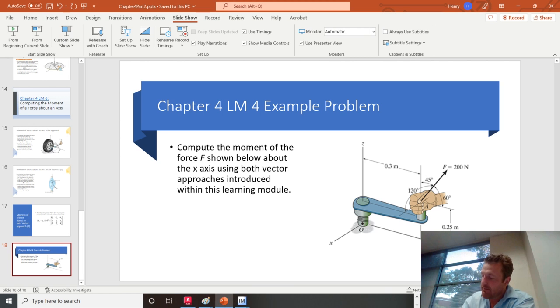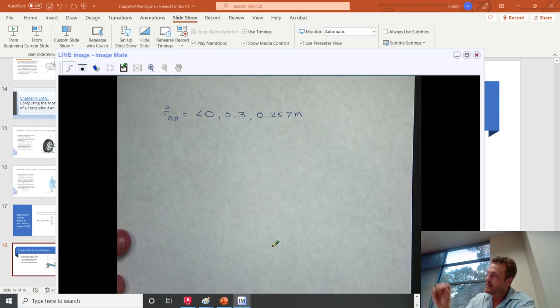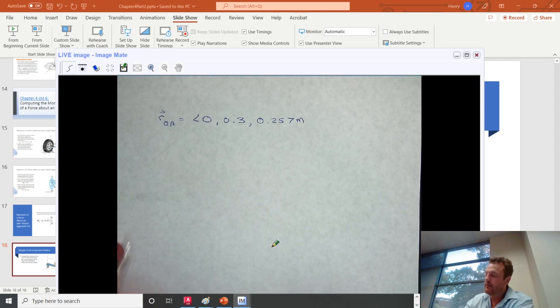So I'm going to start by writing an expression for the position vector from the origin to point A. It's going to have 0 x displacement. Along the y direction, it's going to have 0.3 meters of displacement. And along the z direction, it'll have 0.25. Actually, let me show you right now, just so everyone sees. That's a position vector from O to A.